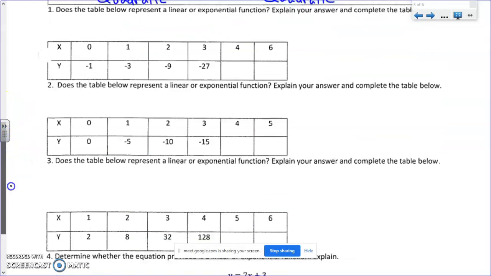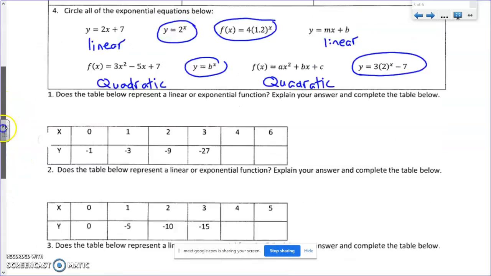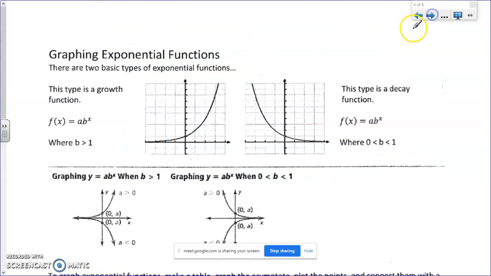Okay, we're going to skip this part here. We'll probably come back to it later, but we're not going to do this part today. All right, turn the page to where we are graphing.